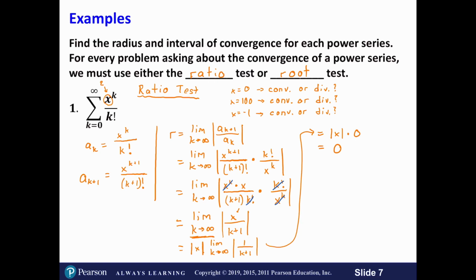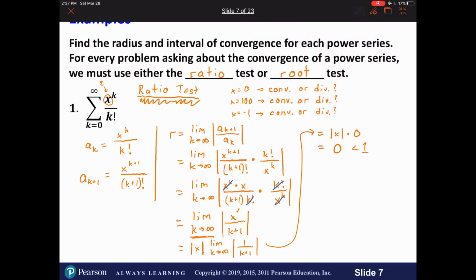And so, what are we able to conclude? Well, remember what we're doing. We're doing the ratio test. And the ratio test tells us that if our answer is less than 1, then it converges absolutely. And in fact, since this answer does not depend on x, it doesn't matter what x I had in here, this thing will always be equal to 0, which is less than 1. So it always converges absolutely.